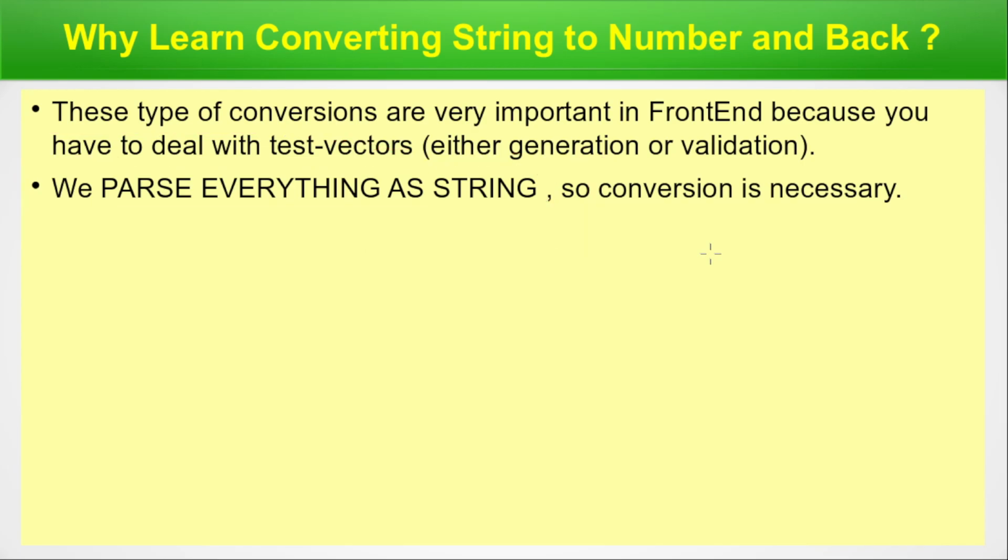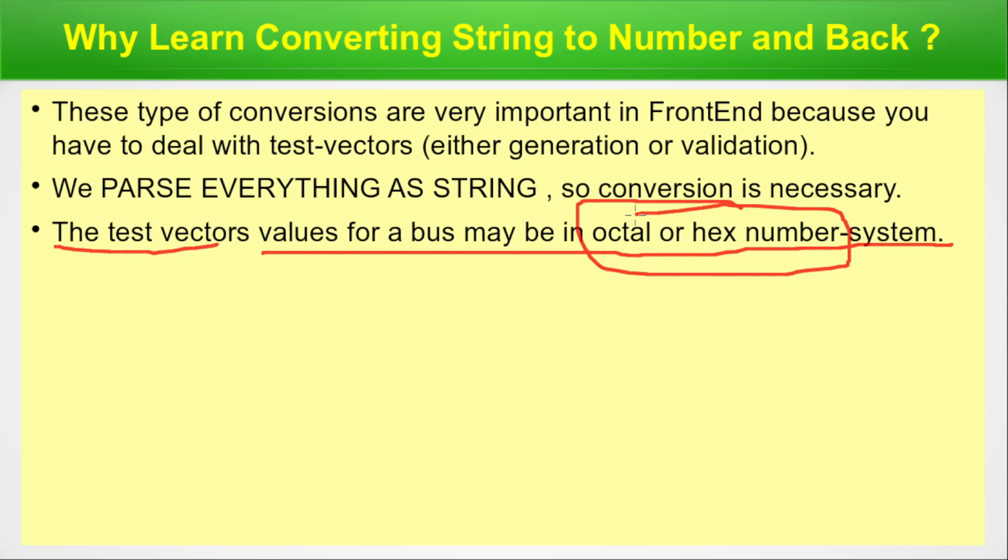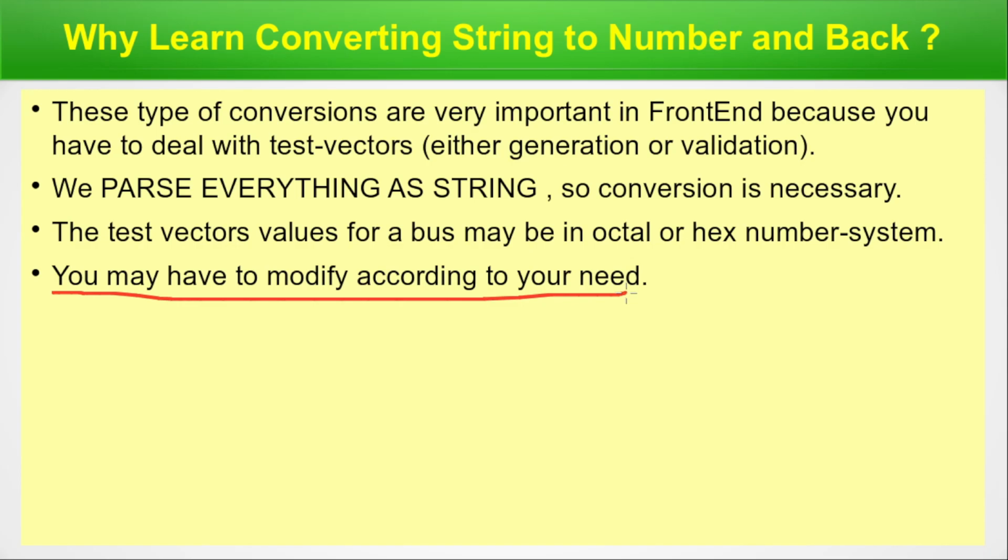Now, here comes the next interesting point. The test vector values for a bus may be in octal or hex number. So you have a bus which is sending bits or receiving bits. The communication can be in octal or hex number system and you are reading it as string. Now there is no chance that you can use it as is. You have to convert it into the respective number system to include it in the mathematics or the validation. Next, you may have to modify it according to your need, or not modify it, as per your need.